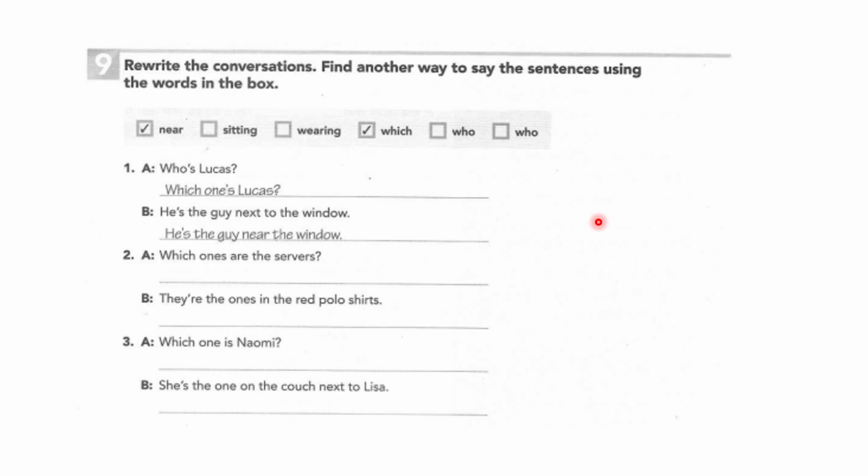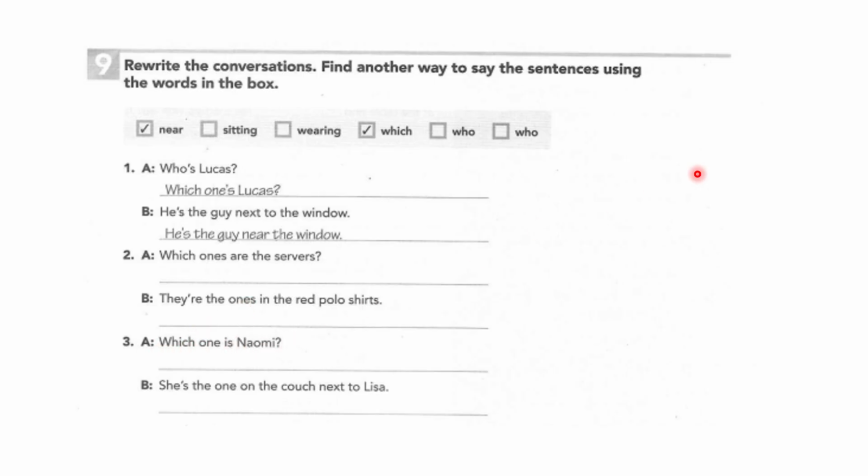Tell me. They're wearing red polo shirts. Okay, they're the ones wearing red polo shirts. When we are identifying, we have to use the pronoun. They're the ones. Ellos son los. Okay, let's continue with number three.